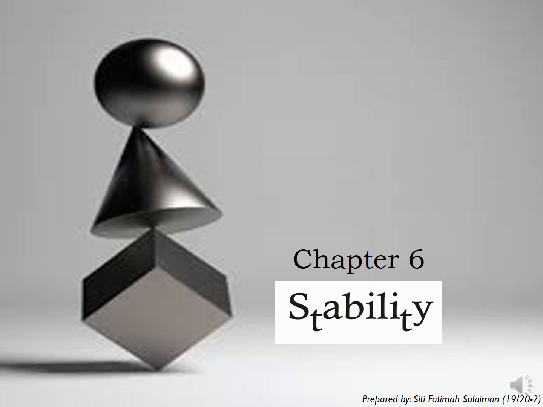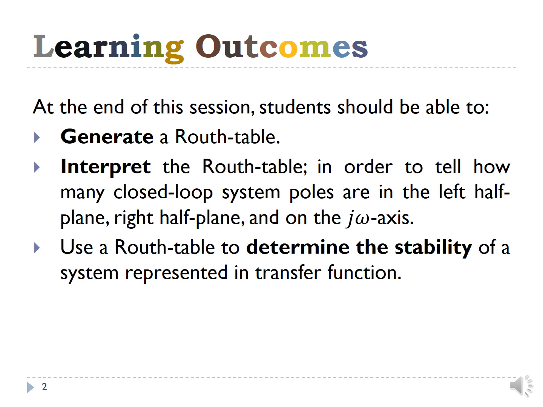We are still in chapter 6, stability. Listed are the learning outcomes that should be achieved by the students at the end of this chapter, as mentioned in the last week lecture. Basically, in this chapter, you are expected to be able to generate and interpret the basic root table in order to determine the stability of the closed loop system.